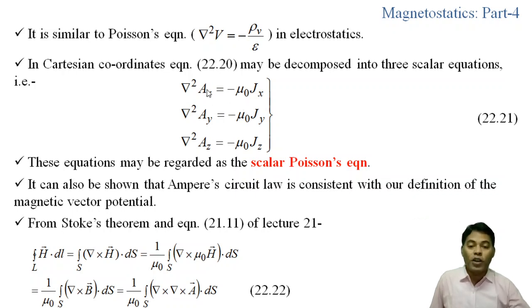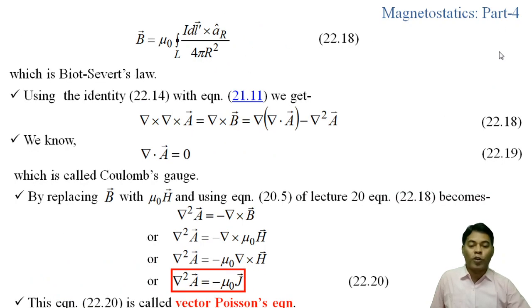Now before studying this expression, another point I want to tell you: in the case of electrostatics, if you can recall, or if you go to my previous lectures in electrostatics, we have calculated the Poisson's equation, that is grad square V equals minus rho V by epsilon.